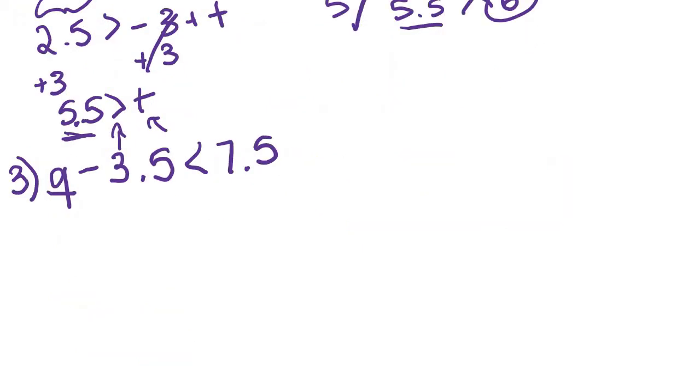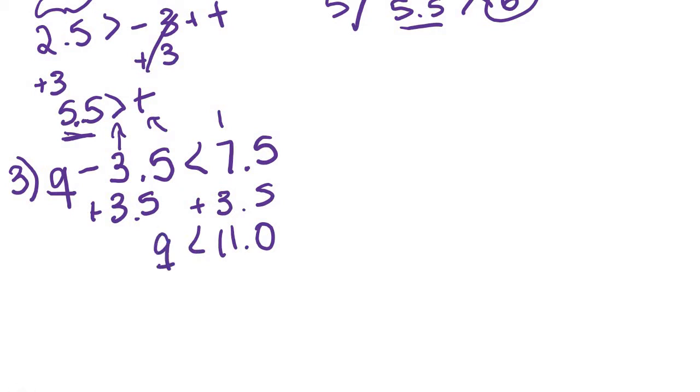All right, so we got to solve this one. So that means we're going to isolate the q. Who's hanging out with the q? That negative 3.5. So we get rid of him by adding 3.5. What you do to one side, you do to the other, even in an inequality. All right, that's going to be 0. Carry the 1, 11.